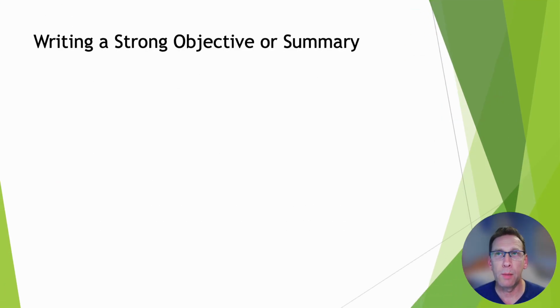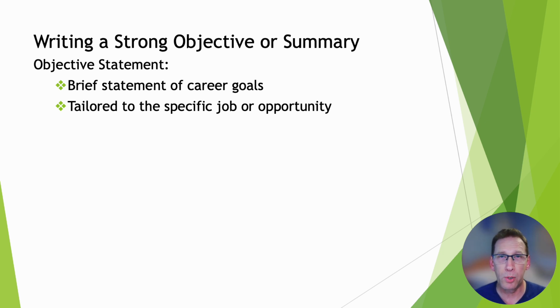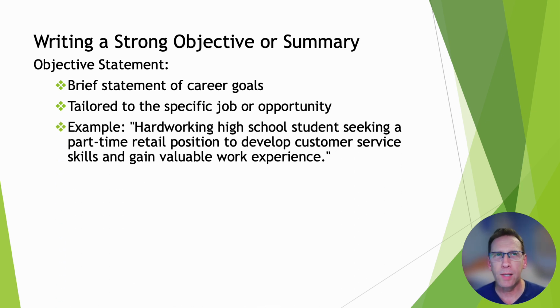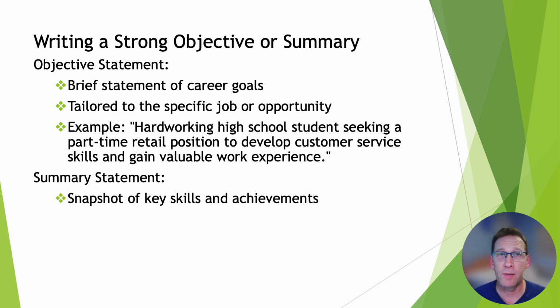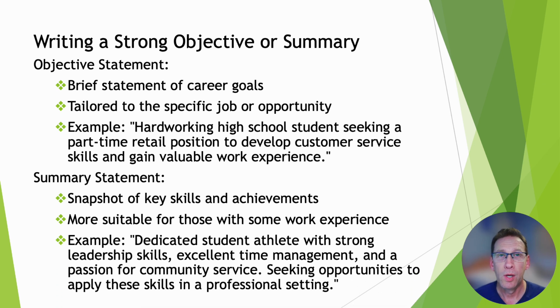Next, you want to write a strong objective or summary. The objective statement is a brief statement of your career goals that is tailored to the specific job or opportunity. For example, hardworking high school student seeking a part-time retail position to develop customer service skills and gain valuable work experience. A summary statement is a snapshot of key skills and achievements and is more suitable for those with some work experience. For example, dedicated student athlete with strong leadership skills, excellent time management, and a passion for community service, seeking opportunities to apply these skills in a professional setting.